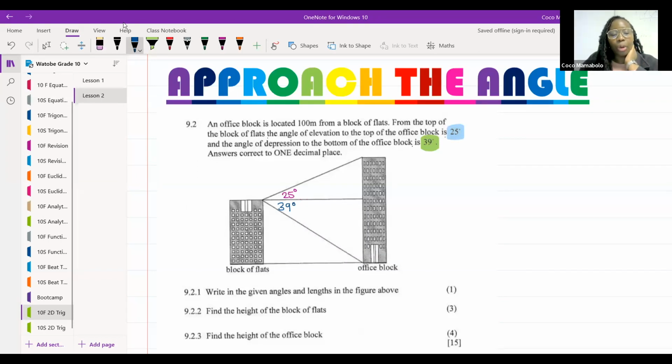Okay. It says your school moves fast. Your school really moves fast.